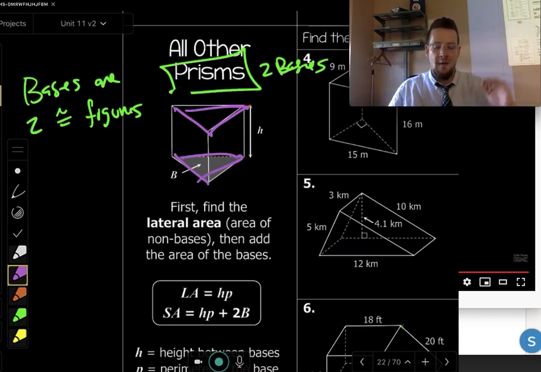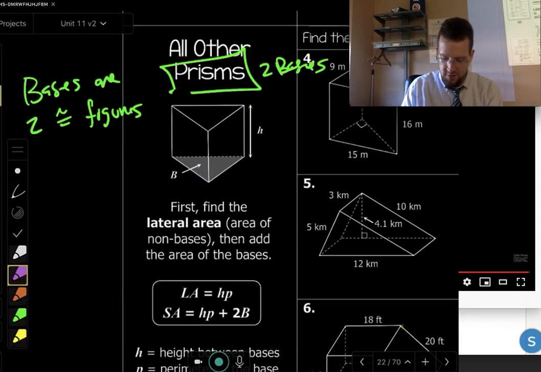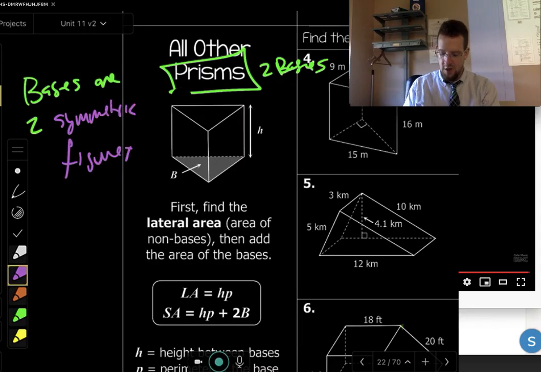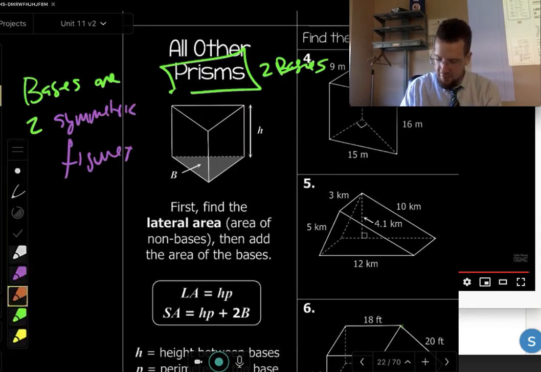They are not reflective. These are symmetric. The bases are two symmetric figures. Okay, so that's how we find our bases. And then the height of the figure is the distance between these two bases.